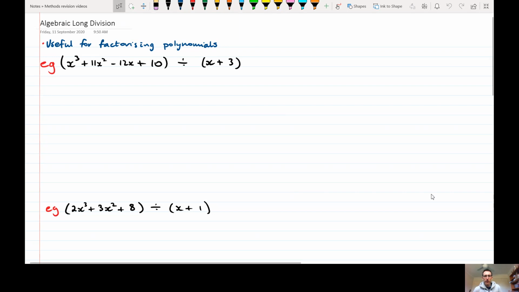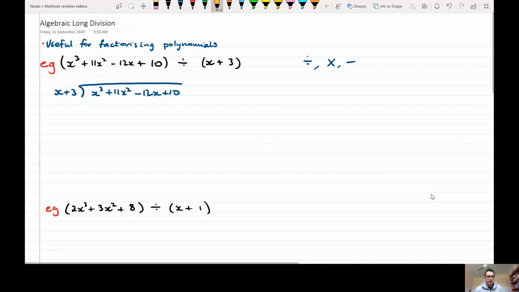So essentially you need to divide your highest power terms. So you divide, then we multiply, then we subtract is our process, and you repeat over and over and over again until you've finished your work. So here we go. X plus 3 is being divided into x cubed plus 11x squared take 12x plus 10.